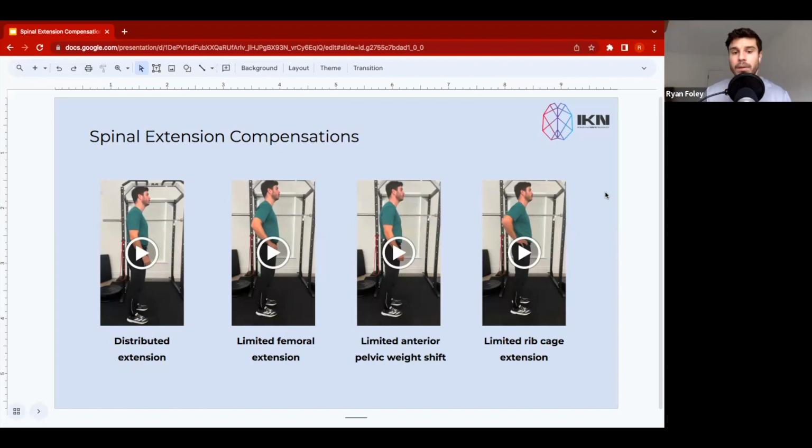Again, just one example of why we need to have a little bit more of a critical thinking process when we're trying to restore movement back into a segment. So hopefully that helps. I'm going to give you a little bit more information as to how you can structure your thoughts when you're looking at spinal extension.